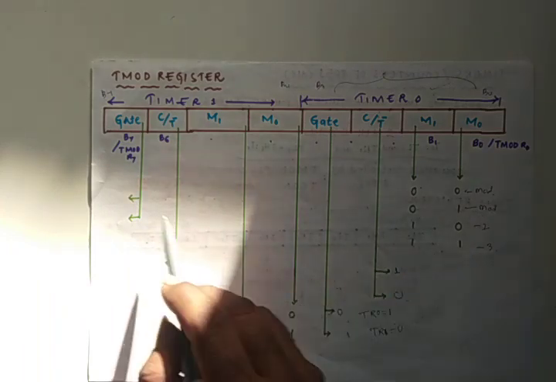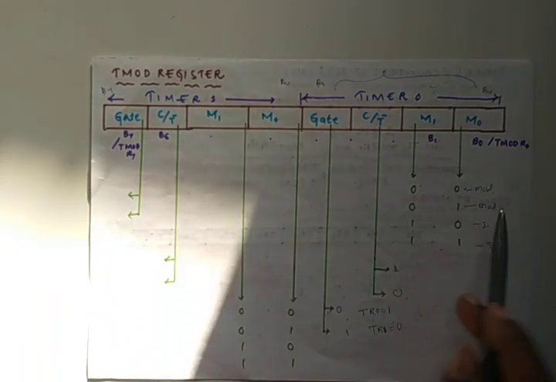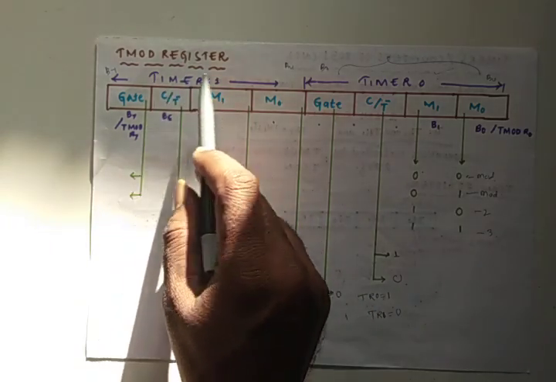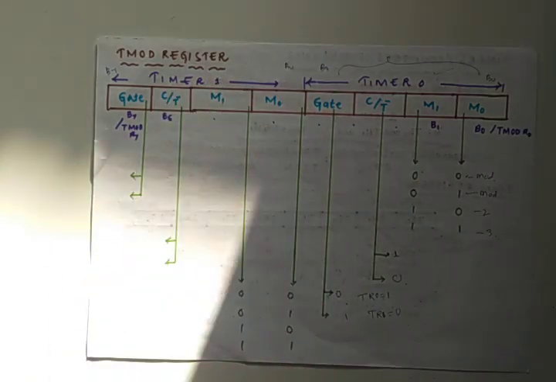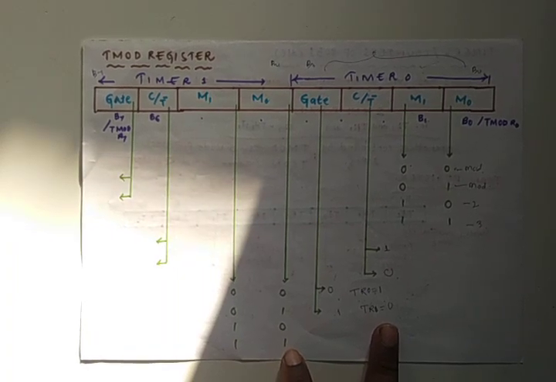Same thing here, modes M0, M1. 0 0 means mode 0, this is mode 1, this is mode 2, this is mode 3. Here we will be going for timer 1. The remaining operations are the same. So with this, the TMOD and TCON operations of the 8051 are completed.